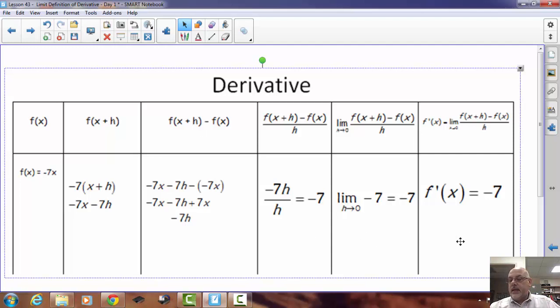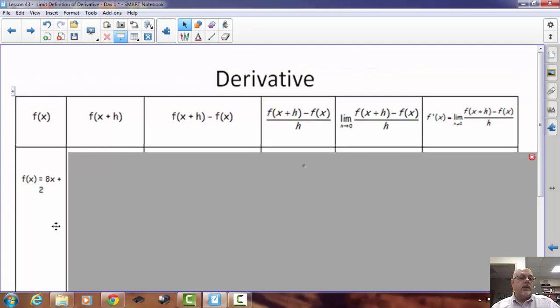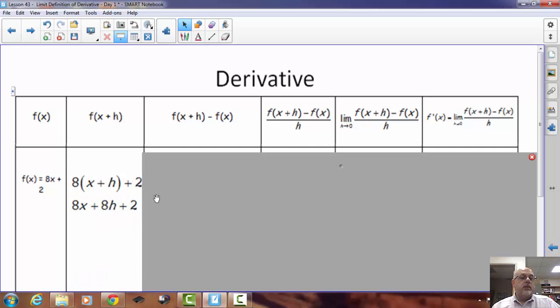I'm going to do the second example that's on your sheet. The next one, we're starting out with the function f of x equals 8x plus 2. Again, where the x is, we're going to put x plus h. And don't forget to drag along the plus 2. So 8 times x plus h, plus 2. 8x plus 8h plus 2, I distributed the 8.